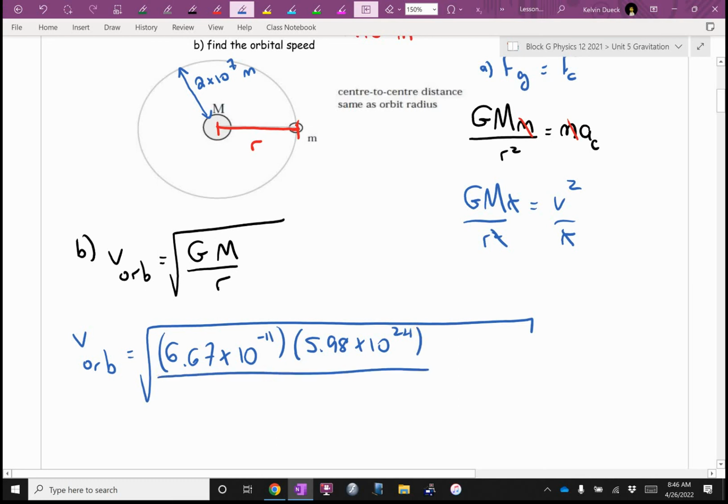Well, R is from the center of the planet out here. How far from the surface of the Earth to the orbit? That was a trick question. No. What is it? 2 times 10 to the 7th, because that's the altitude. How can I turn an altitude into a radius?